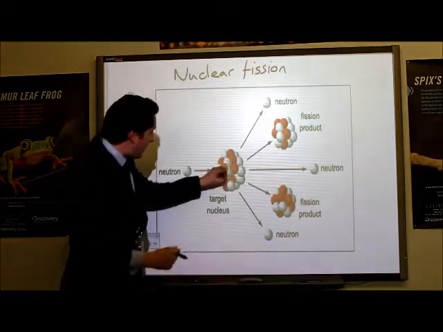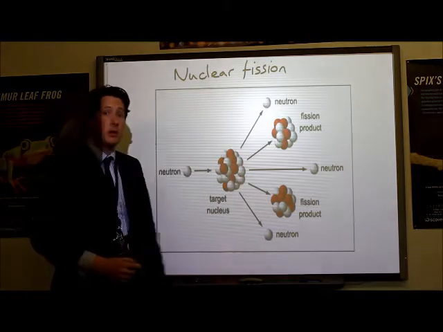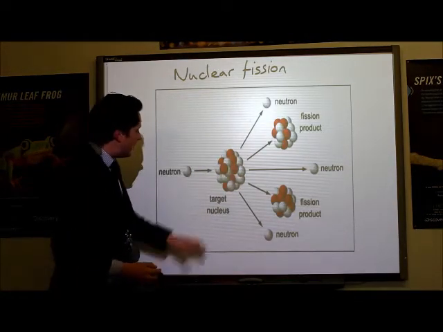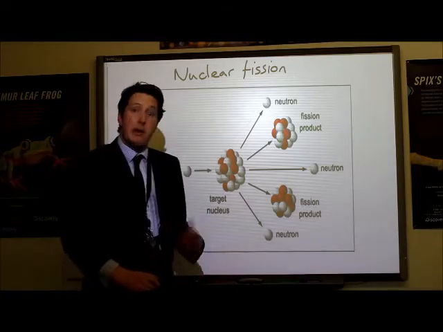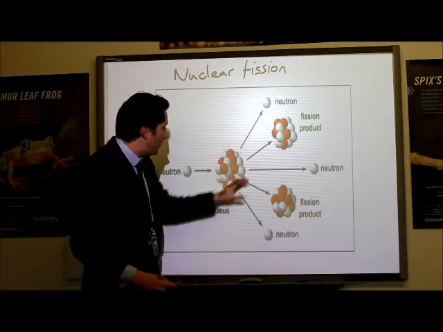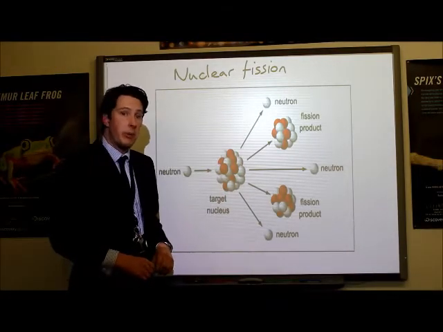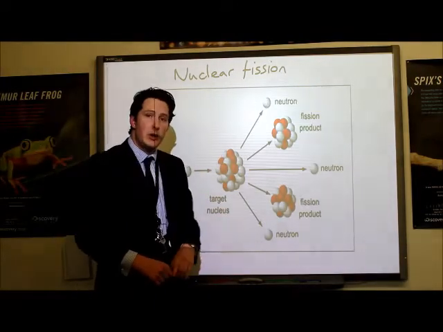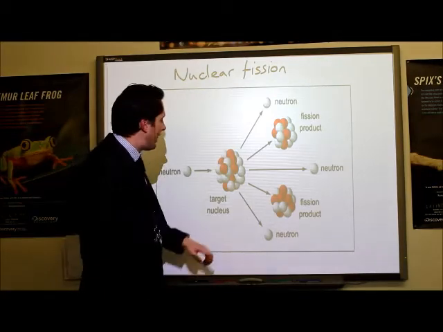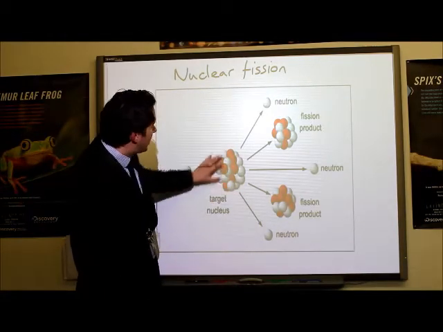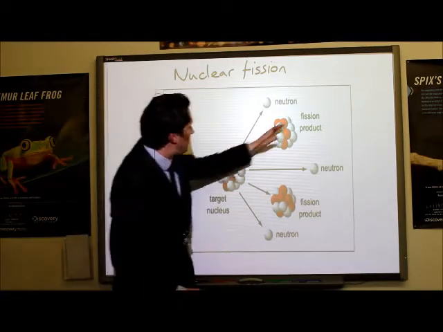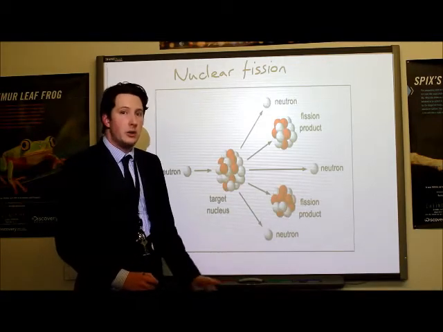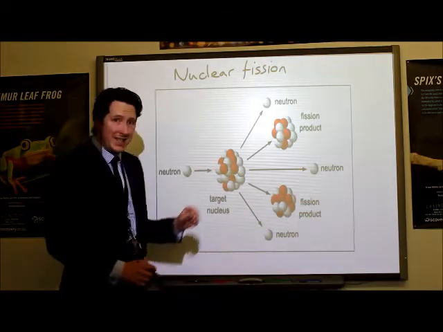Okay? And it's breaking apart the nucleus of an atom. In most cases, in nuclear power stations, the fuel, the atom, the nucleus that gets broken apart is either uranium-235 or plutonium. Those are the fuels that are used in a nuclear power station. So when we break that apart, it will split into two smaller nuclei.